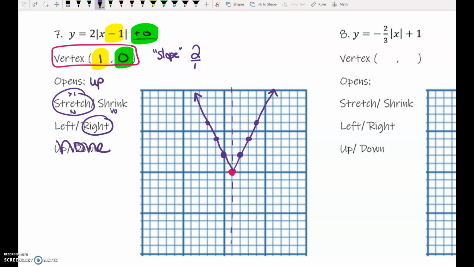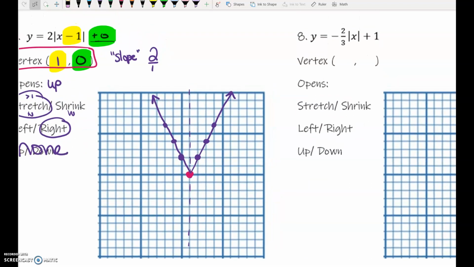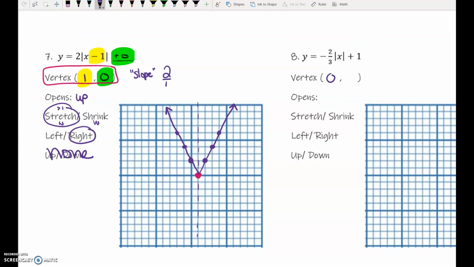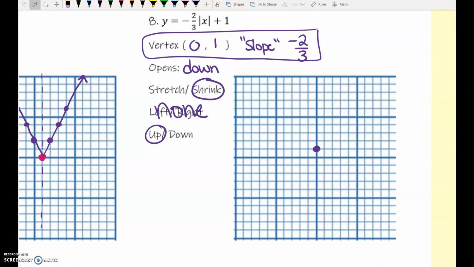All right, number 8 is very similar to number 7, except this time it doesn't have the H value. So what's the first part of your vertex going to be? 0, because it doesn't move any side to side, it only moves up or down. So now you finish number 8 on your own. Your vertex is at 0, 1. All this graph did was move up 1.